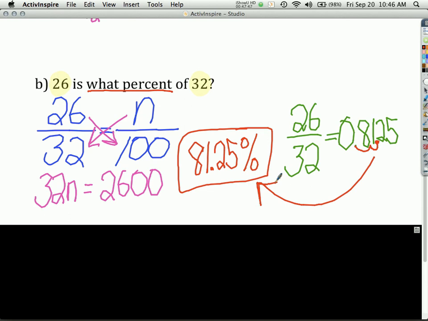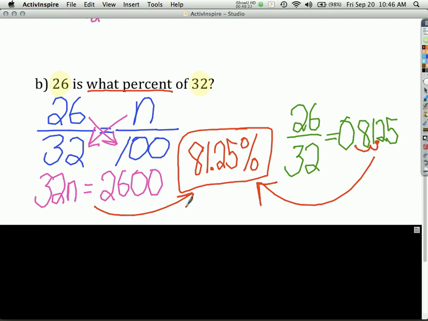Caleb: Didn't you just divide both sides by 32 and then get A equals 81.25? Divide both sides by 32 down here. Yeah, that's what we did. I didn't write it down, but that's how we got from here to here.